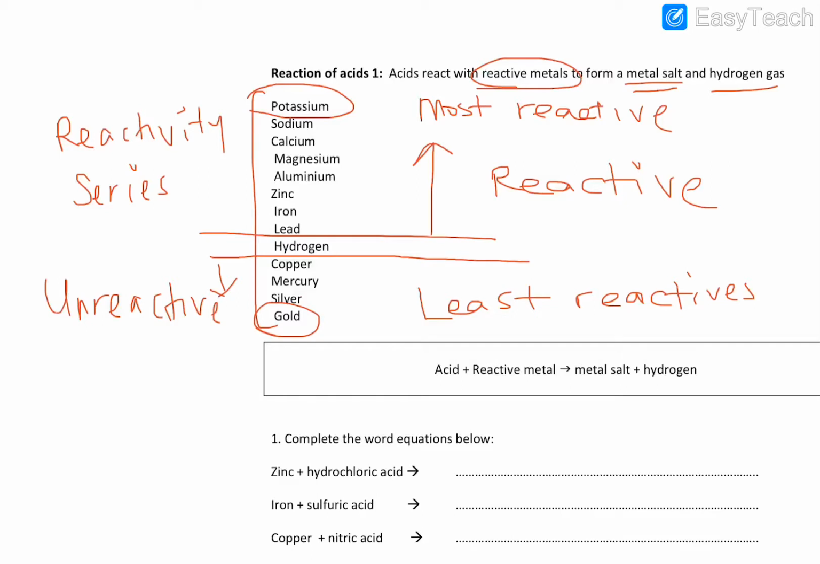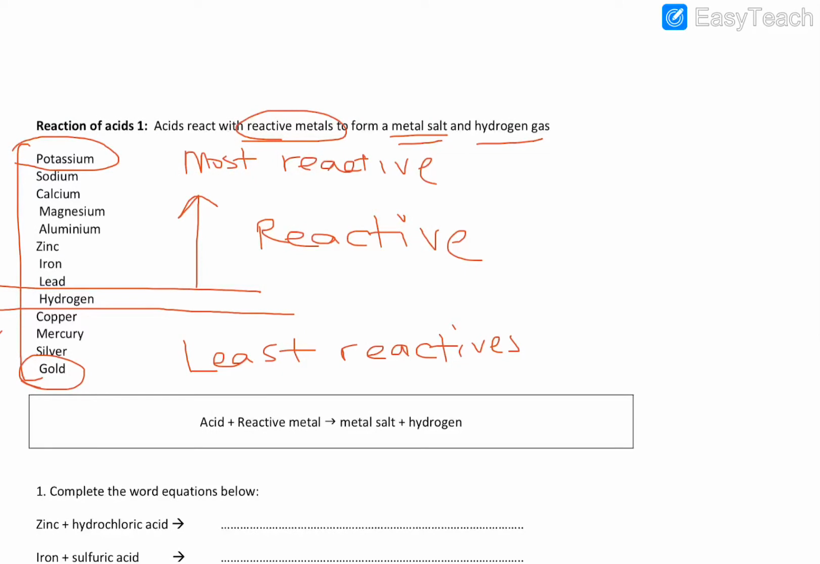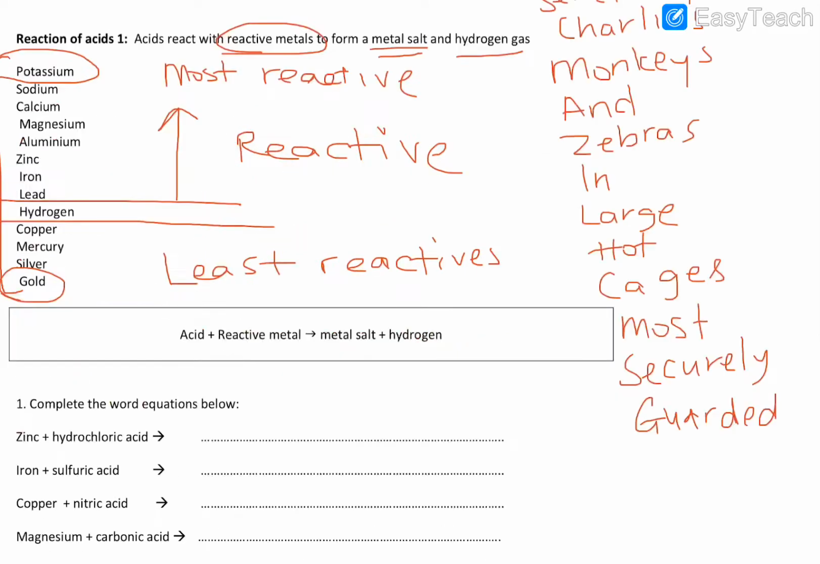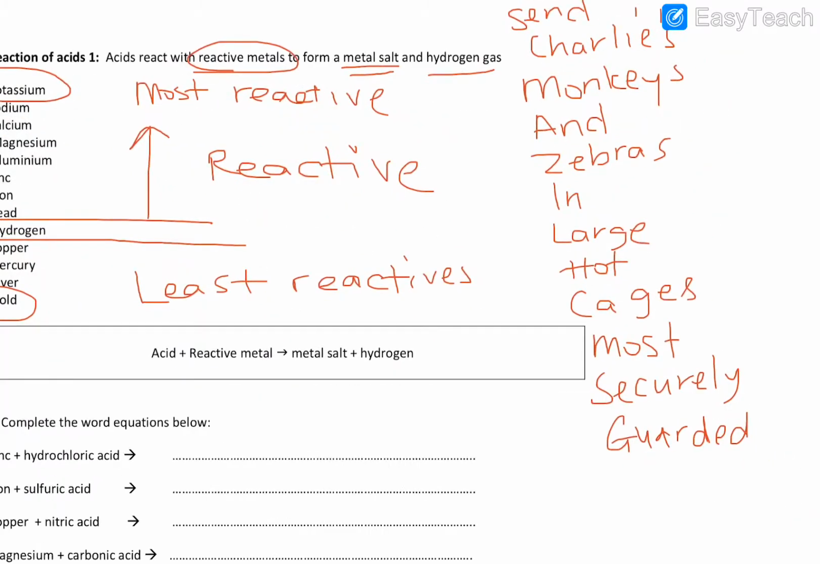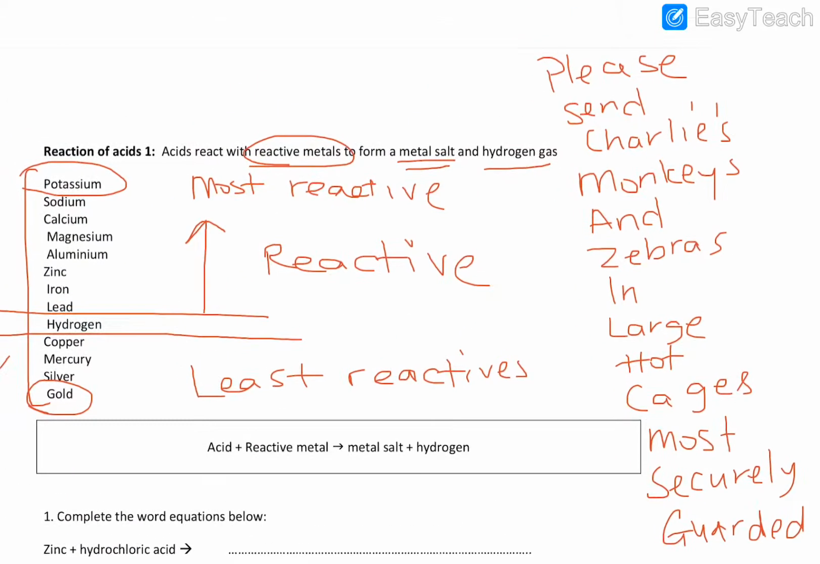You can remember that series using any form of mnemonic. I use a simple one. So please send Charlie's monkeys and zebras in large hot cages, most securely guarded. This is what I use to remember the reactivity series, because this will not be provided to you in the exam. You need to remember it.